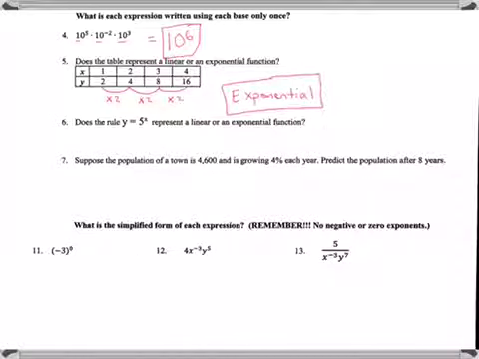Question 6, does the rule y equals 5 to the x power represent a linear or exponential function? Well, remember, if your variable x is an exponent, that's going to be exponential. So this is an exponential as well.